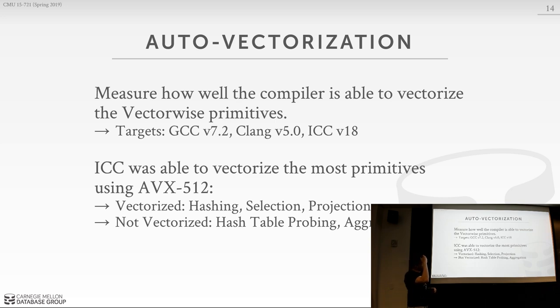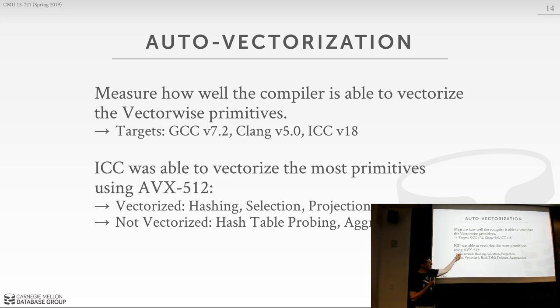For this, we compared against the three major compilers: GCC, Clang, and ICC, which is Intel's, I think it's free, I always forget. It's their custom compiler that they build and sell. For all of these, we found that the Intel compiler worked way better than everyone else. Here we're just doing auto vectorization, not doing any hints. We're just seeing how well the compiler can identify that these little primitives in VectorWise can be vectorized.